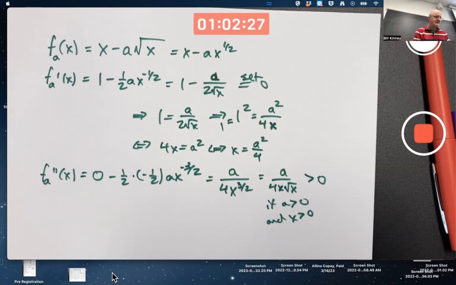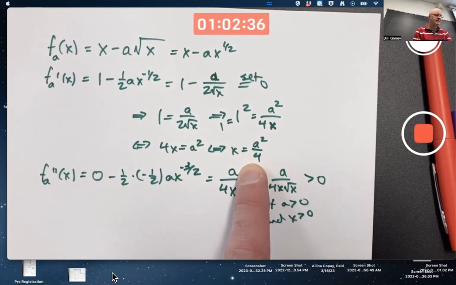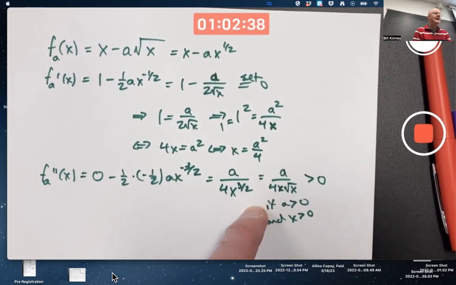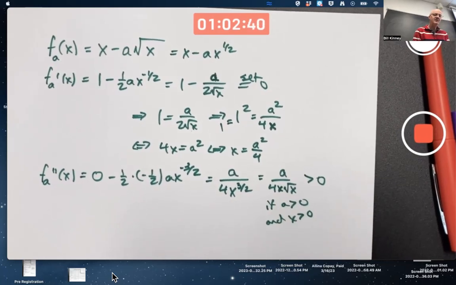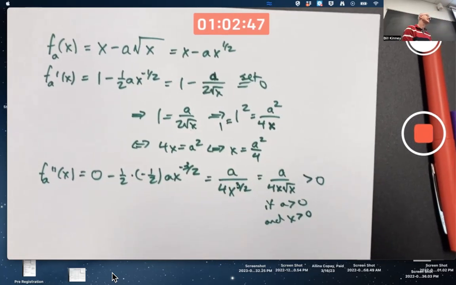And in fact, that's going to mean this is always going to be a minimum. Second derivative test: the local min, it's actually even a global min because the second derivative is always positive. If a were negative, then the second derivative would always be negative and you'd always have a concave down graph. And that would always be a local max.